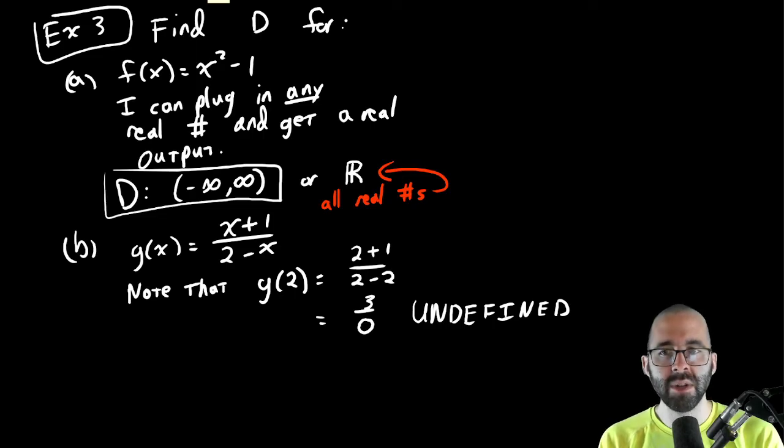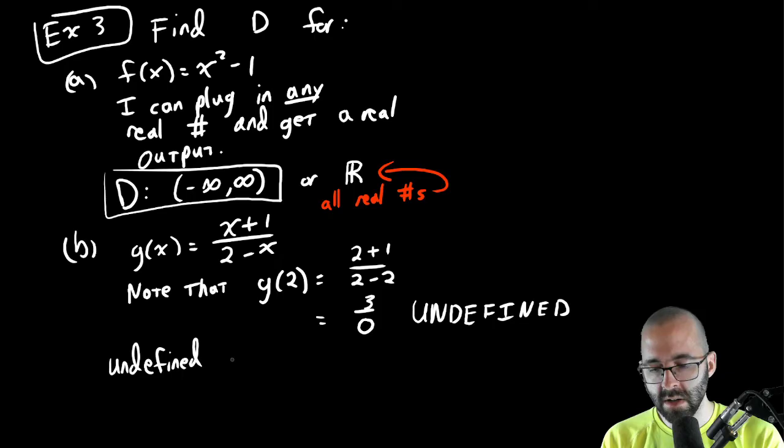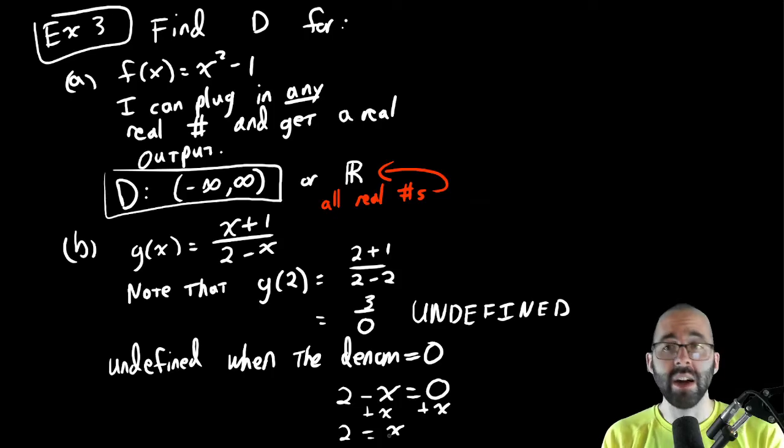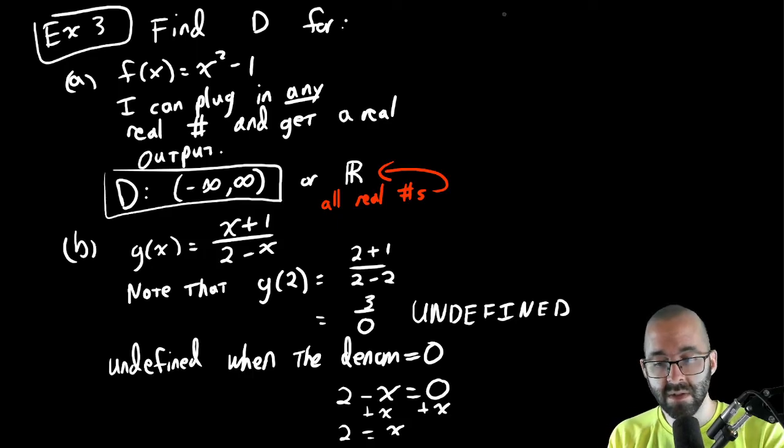Well, we can't plug it in when the denominator is equal to 0. So not everything works, right? It's undefined when the denominator is equal to 0. And the denominator is 2 minus x. Add x to both sides. We're going to get that this is undefined when x equals 2. Now, everything else works. So this is for everything except x equals 2.